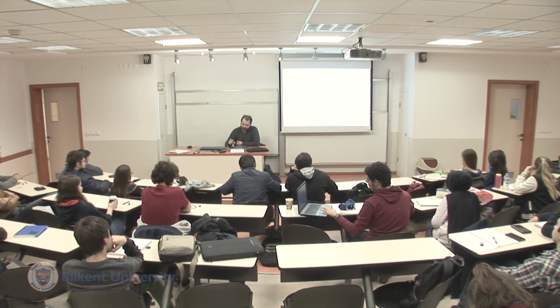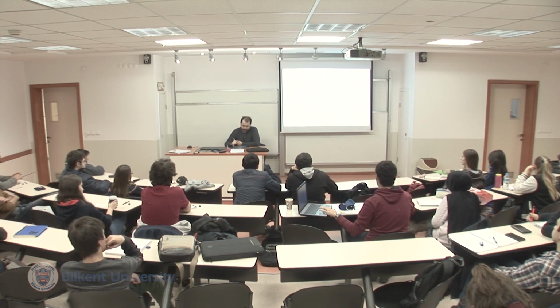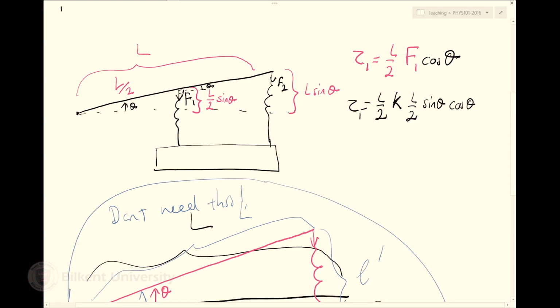Okay? Now, here's the thing. This is tau 1. But which way is that torque trying to rotate my rod? Clockwise or counterclockwise? It's trying to rotate clockwise. How about tau 2?